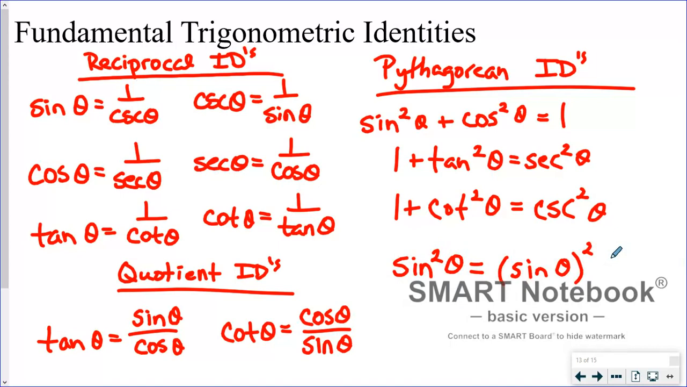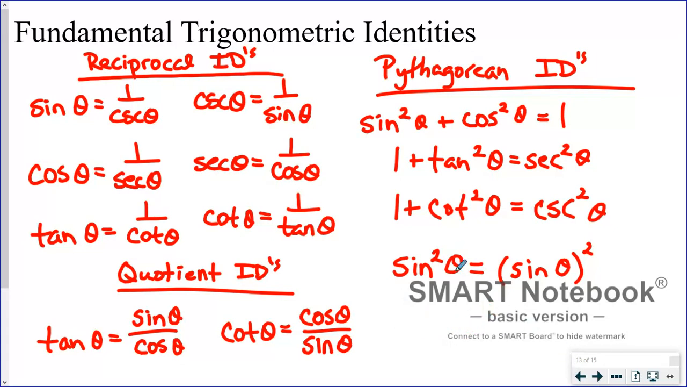All right. Why don't they write it like this? Why wouldn't you just write it like that? That means theta squared. Exactly. Because when it's written like that, that just means that theta is the only thing being squared, not the sine. Okay, very good.